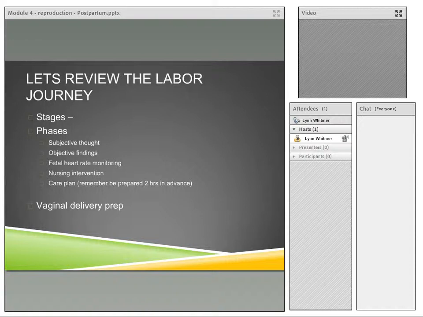Let's review a little bit of labor. That was a very intensive presentation, and if you came to the study hall, hopefully it helped secure some of the information, but I do want to review quickly with you because it is very important and we don't spend a lot of time on it.